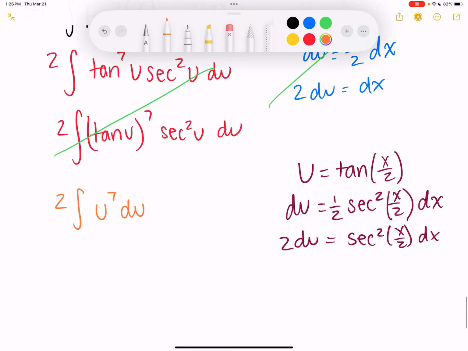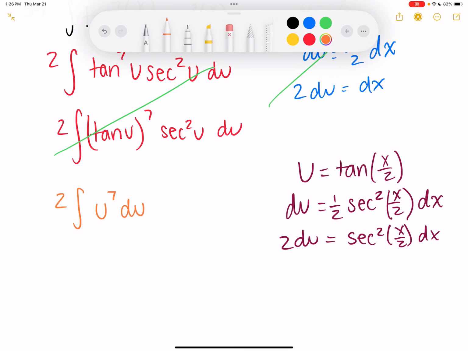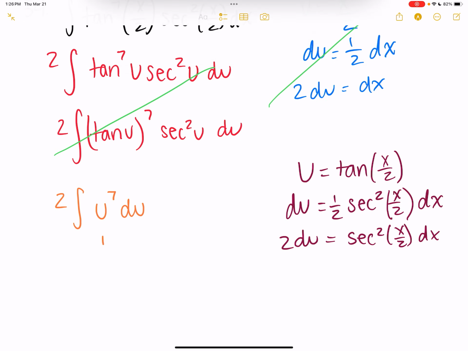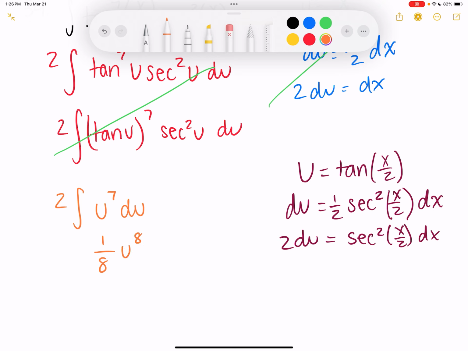Okay? So what is the antiderivative of this? 1/8 u to the 8th. 1/8 u to the 8th, and I have times 2 over here. Plus C. Yep, plus C. So this is going to be 1/4. I'm going to go ahead and replace u: tangent to the 8th of x over 2 plus C.